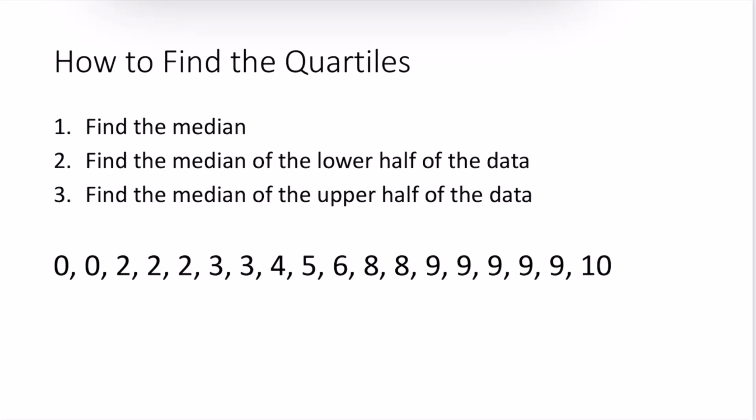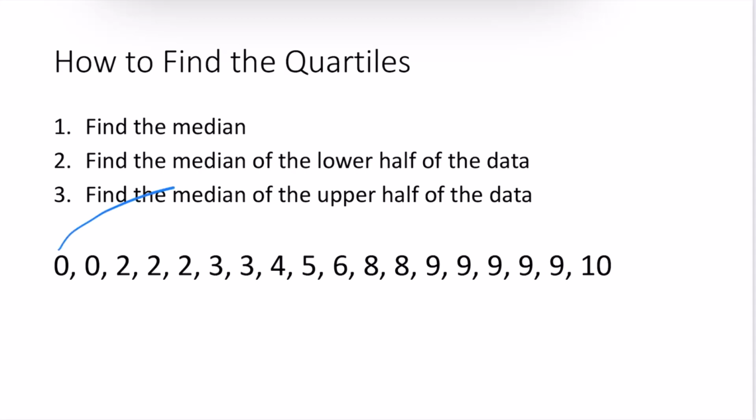So to find the quartiles, it's basically the same process as finding the median, except that you're going to find the median of the lower half of the data and the upper half of the data. So let's say, for example, we wanted to find the quartiles of this data set. Well, the first thing we need to do is to find the median so that we know where the halfway mark is for the data set.